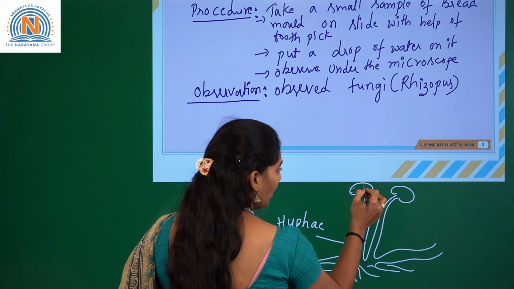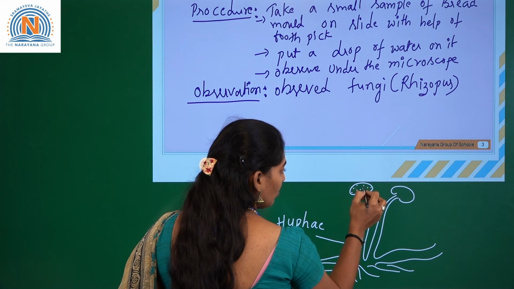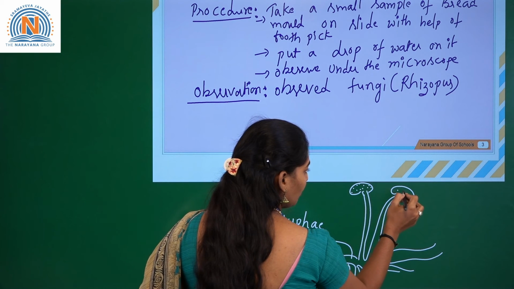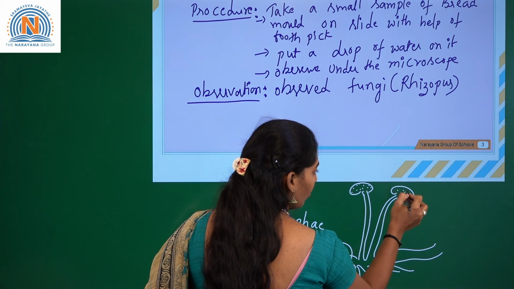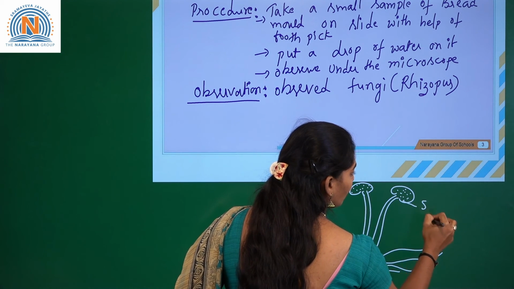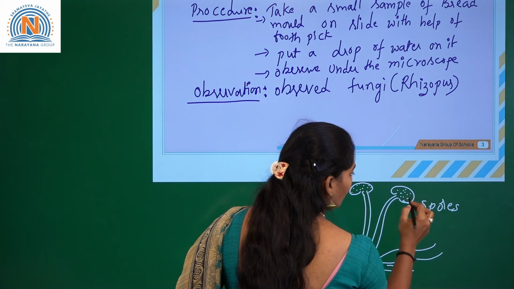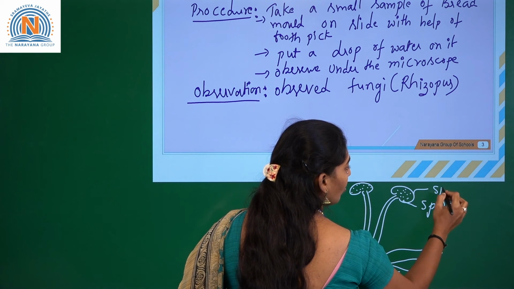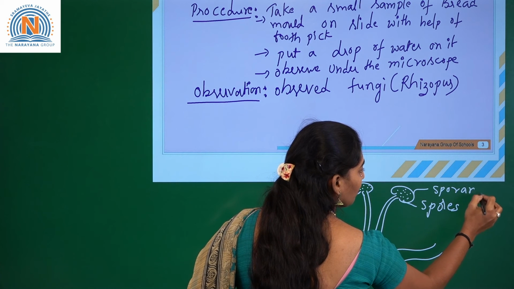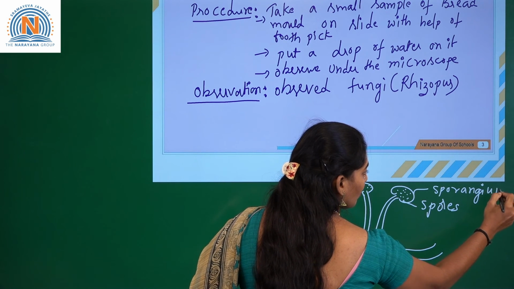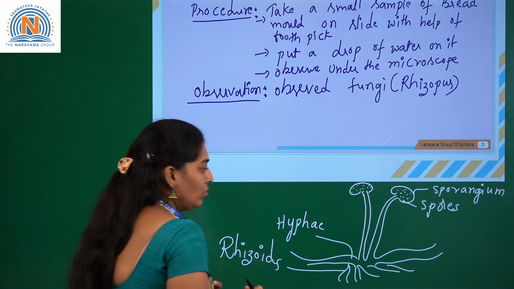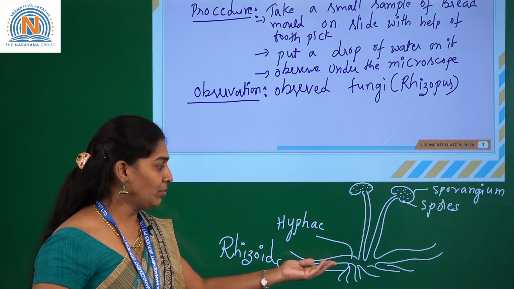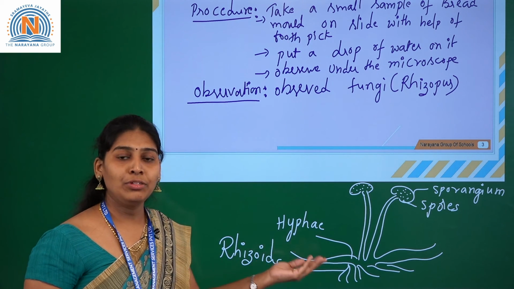If you see under the microscope, there will be black colored substances. These are called spores. The spore bearing structure is called sporangium. Okay, so this way we can observe rhizopus under the microscope.